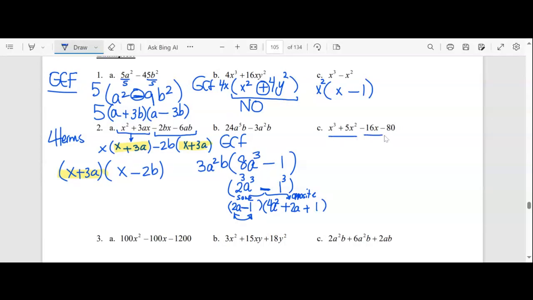Next one. How many terms do we have here? 4. Do we have anything common in all four? No. So we'll take the first two. What's common in the first two? x squared. What's left? x plus 5. And what is common in the second two? Minus 4. How many? 16 and 80. What is common between 16 and 80? 8. Are you sure it's 8? 8 can be. Can we take 16?